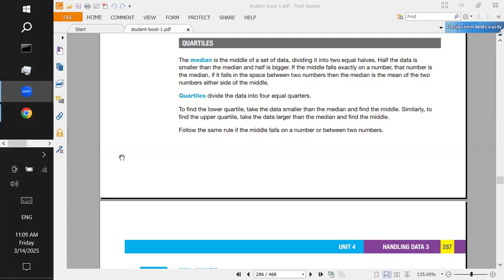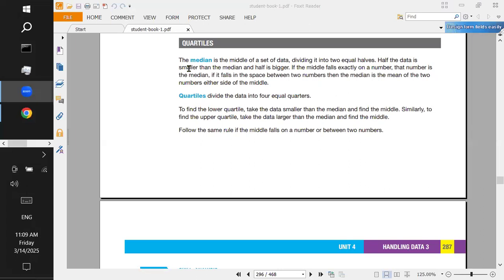In this video, we're going to talk about quartiles and handling data 3. Now, we need to understand the meaning of quartiles. Quartiles are values that divide the data into four separate groups. That's why we have three quartiles: Q1, Q2, and Q3. The Q2 is the one in the middle, and it's the same as the median.